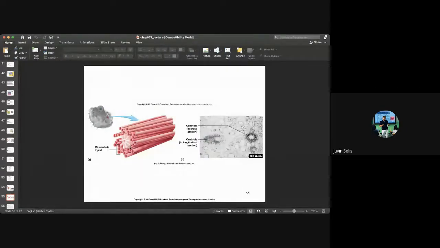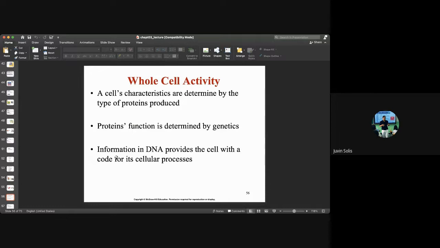Okay, so as you can see here, this is an example of a microtubule triplet. See, there are three microtubules here. So these are the things that give shape to our cells. Okay, how about your cell activity?